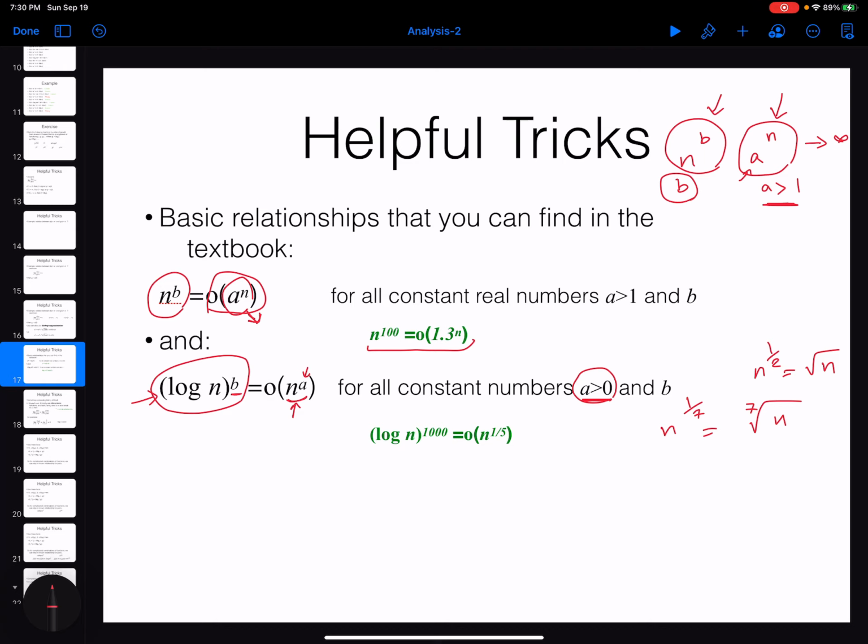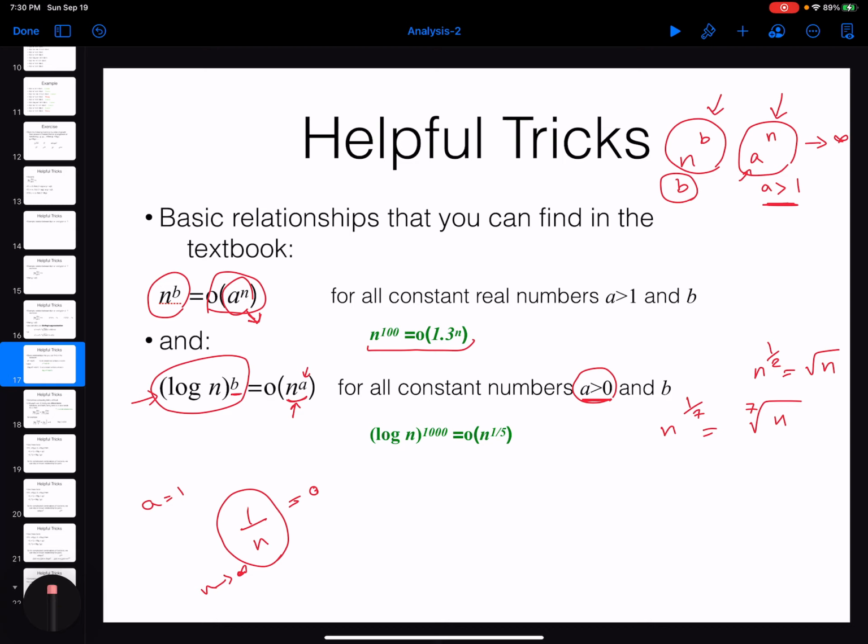If a is negative, then the function will be, for example, if a is equal to -1, the function will be 1 over n. The limit of this function is going to be 0 when n approaches infinity. So we are not talking about functions which are not growing to infinity.